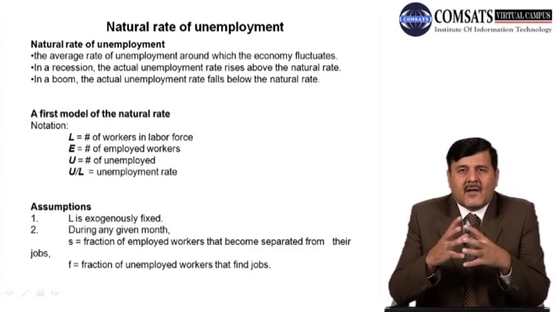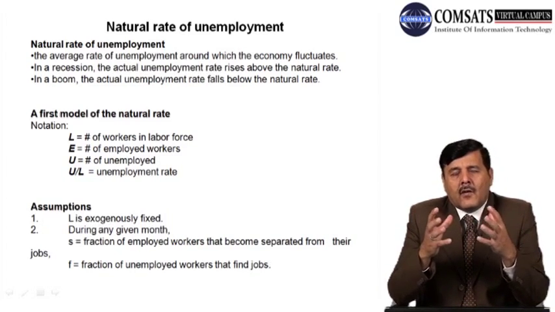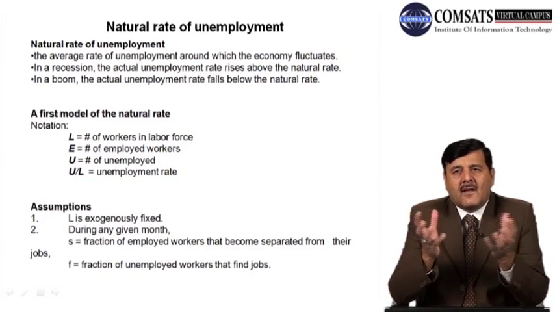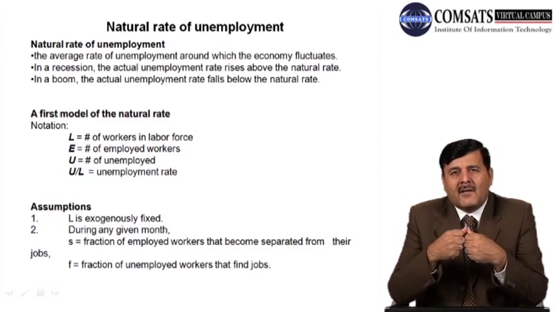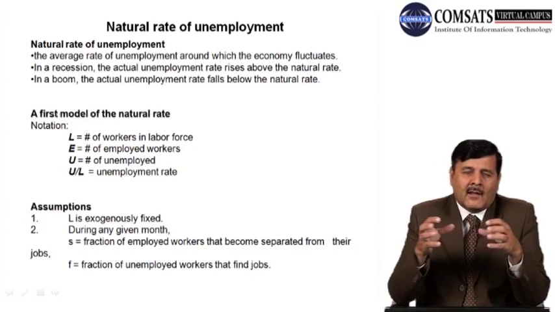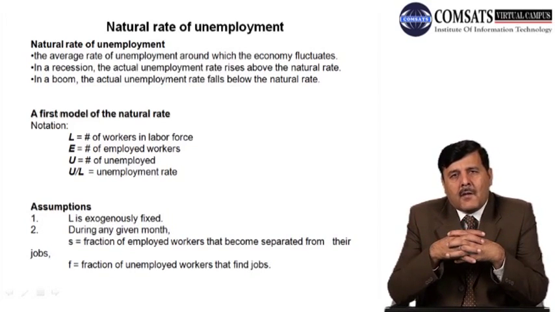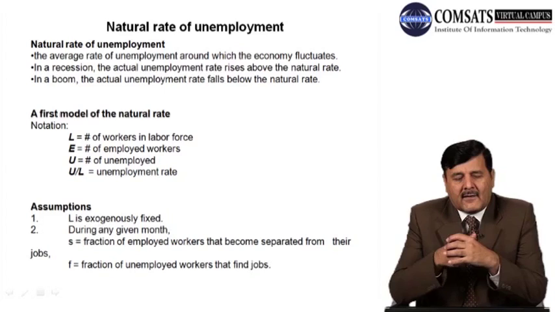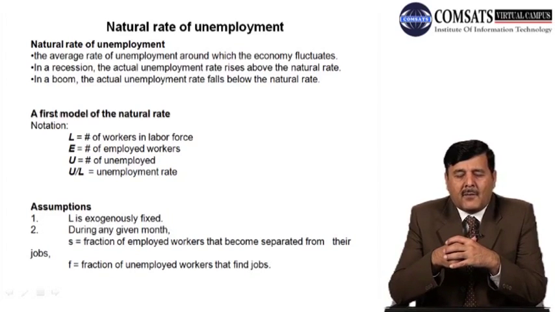ये एक ऐसा रेट होता है, नेचुरल रेट ऑफ अनएम्प्लॉयमेंट, इज दैट रेट जिसके इर्द गिर्द इकॉनमी घूमती रहती है, और दैट ऑलवेज प्रिवेल्स इन द इकॉनमी. दैट इज द लेवल ऑफ अनएम्प्लॉयमेंट, दैट इज द नंबर ऑफ अनएम्प्लॉयड पीपल इन द सोसाइटी इन द इकॉनमी दैट रिमेन्स अनएम्प्लॉयड, और इकॉनमी उसके इर्द गिर्द रिवॉल्व करती रहती है. इन केस ऑफ रिसेशन, एक्चुअल रेट ऑफ अनएम्प्लॉयमेंट राइजेज अबव द नेचुरल रेट, राइट.